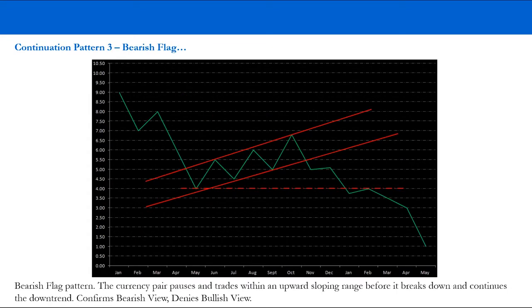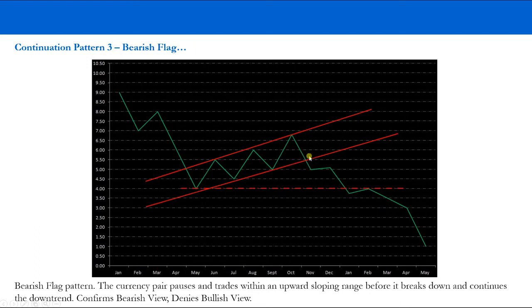Now we move on to continuation pattern 3, the bearish flag. This is basically just the reverse of a bullish flag. So our first continuation pattern, we have an overall downward trend in the currency pair from 9 down to 1. And as the currency pair is going down in the overall trend, it pauses and trades within an upward sloping range before it breaks down and continues.